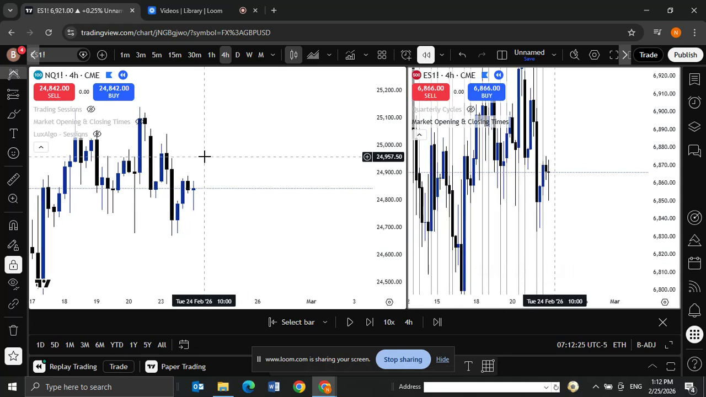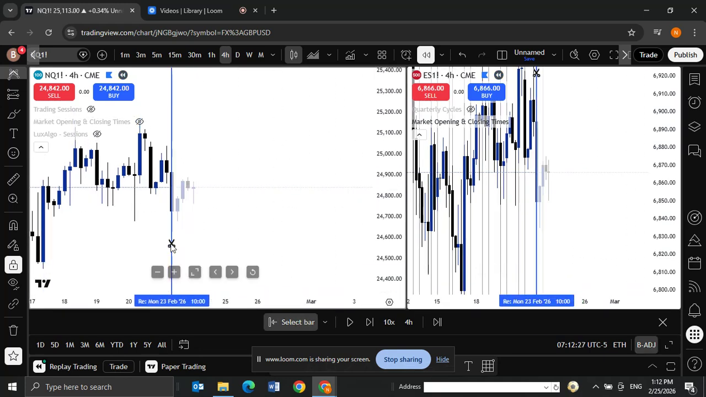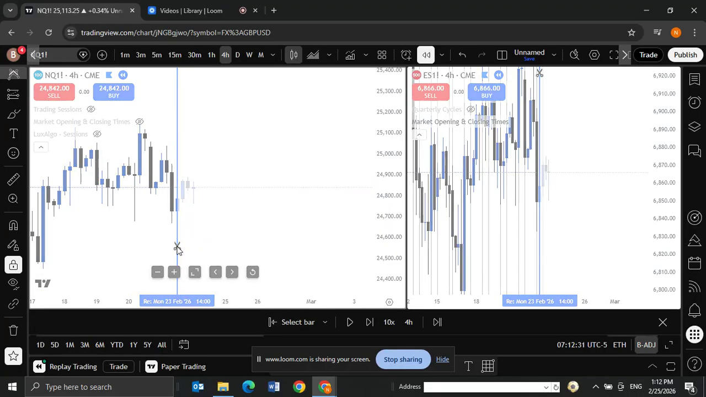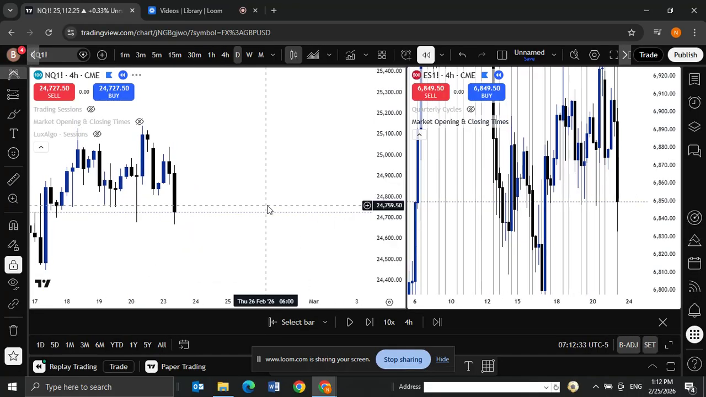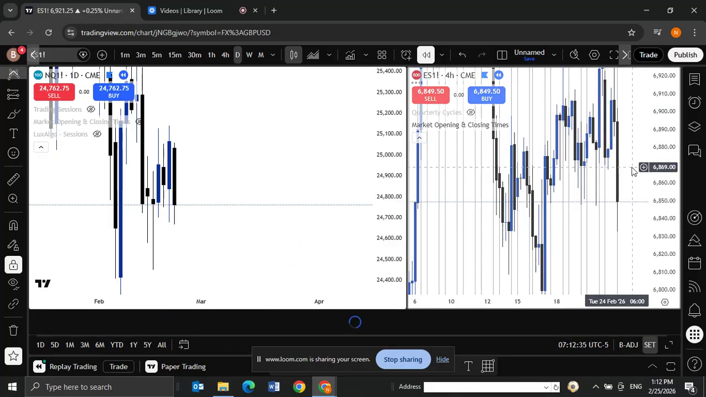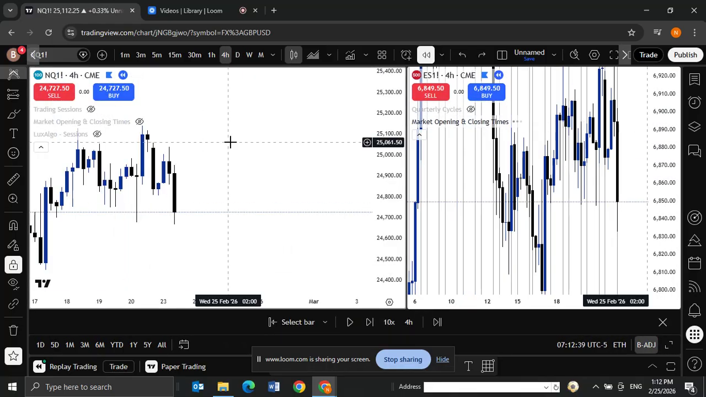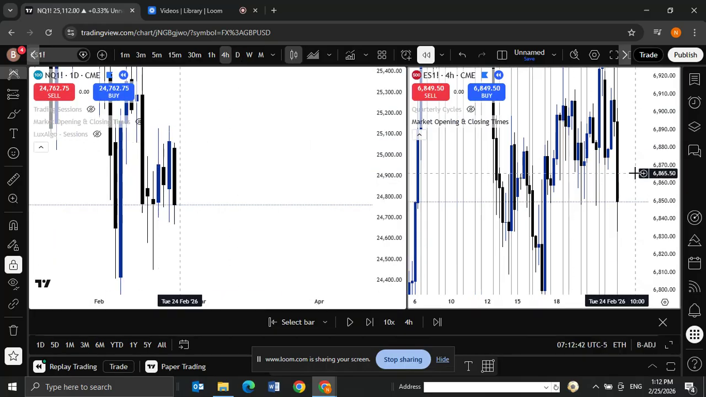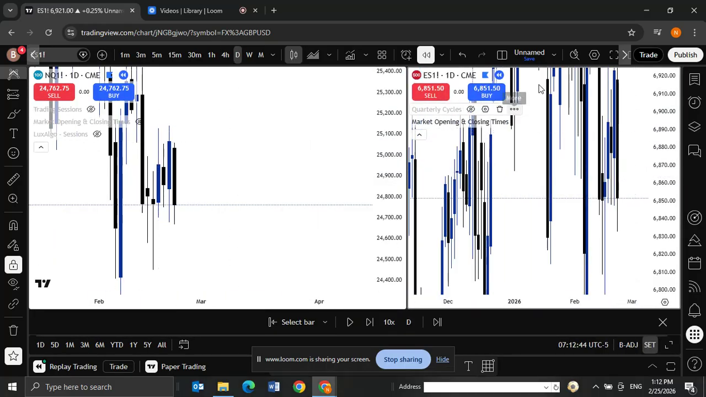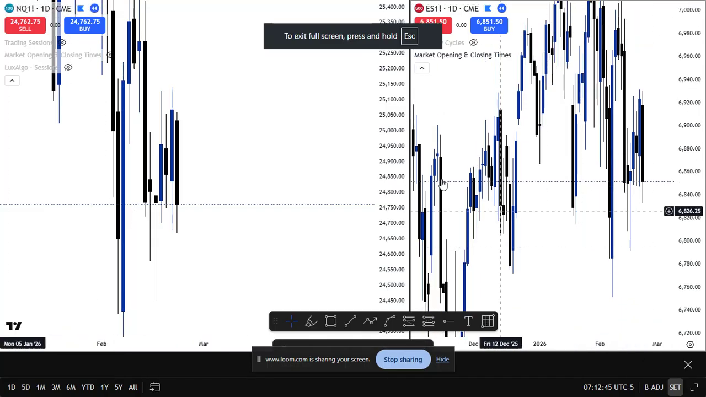And let's just quickly go through what happened. So I'd also like to see the daily again one more time. I want to see the daily to mark the fair value gap that I just deleted. Alright, F11. Let's go to here.